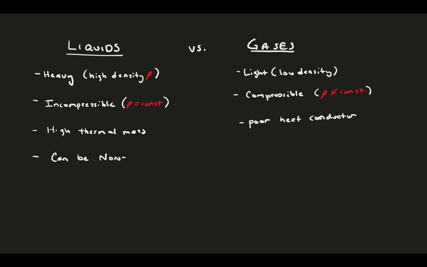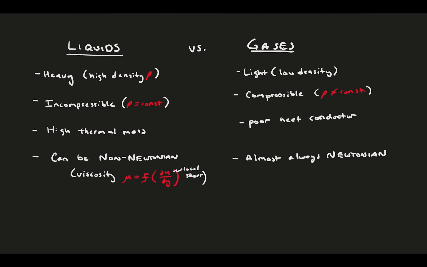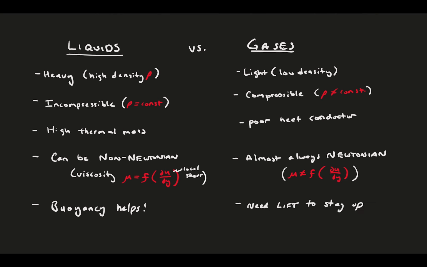Liquids have the option of being non-Newtonian, meaning the viscosity is a specific function of the flow shear or velocity gradient. This is important in many microrobotics areas where the working fluid is blood, because blood can be non-Newtonian. Gases are almost always Newtonian. Lastly, in water, buoyancy is your friend. It helps you keep and control your vertical position. In gases, you generally need lift to keep you in the air. This is why fish and birds have evolved to look so different, despite both using fluid for locomotion.